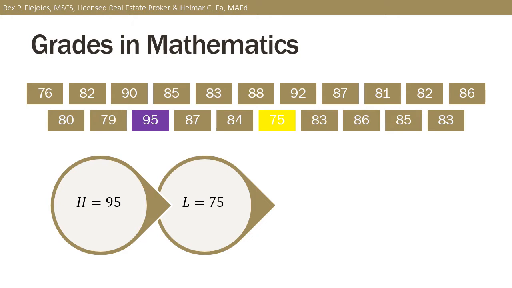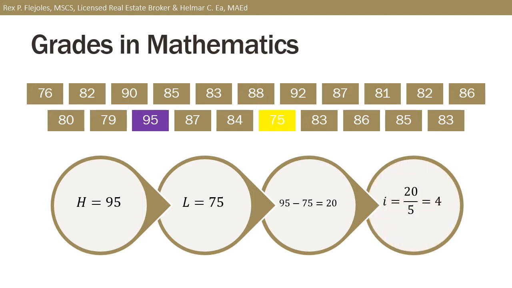Third, we compute for the difference between the H and L. The difference between 95 and 75 is 20. Fourth, we divide the result with the number of classes. 20 divided by 5 is 4. I is 4. But we could round it off to a convenient number. Let us say we could use 5 as the class interval.